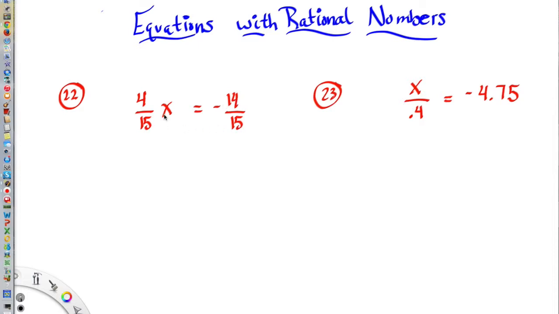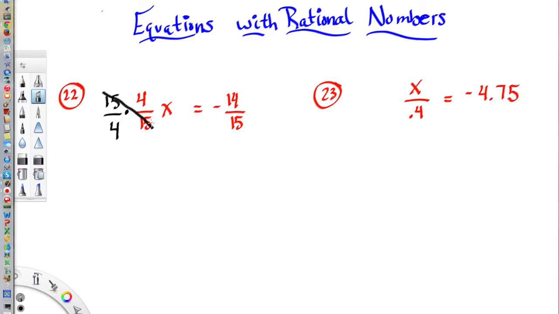Well, we want to isolate the variable x. What's happening to the variable? It's being multiplied by 4/15. Now, I could divide it by 4/15, but I know that dividing a fraction by a fraction is the same thing as multiplying it by its reciprocal, and that's what I'm going to do. Okay, do you see what's going to happen here? I'm going to end up getting 15 times 4 over 4 times 15, which is really the same number over itself, which is 1. If we simplify here and simplify there, we're left with 1x.